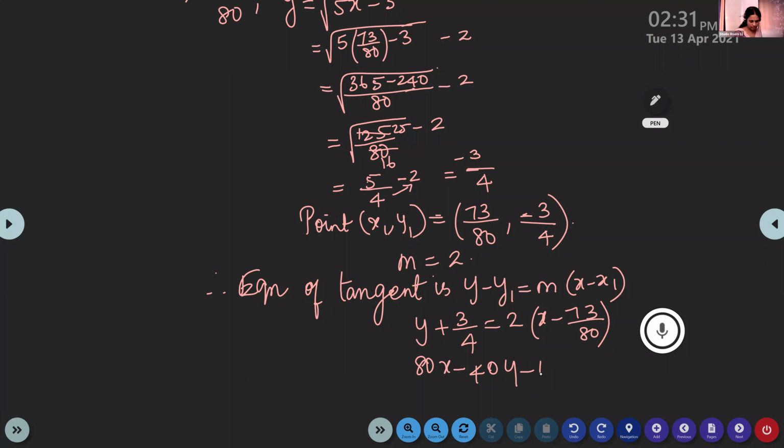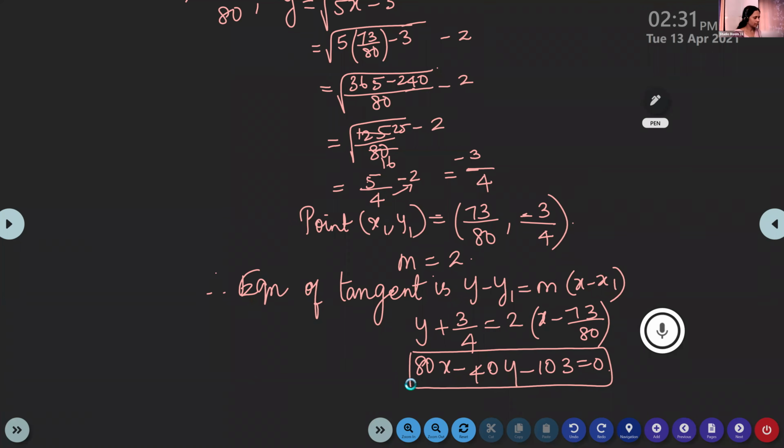Is it 8x or 80x? 80x. Others, check your answer. Okay, 80x. Now once again give the answer, Aishwarya. 80x minus 40y minus 100 is equal to 0. Here also I think some correction is there. Check it. 103. Yes, 103.